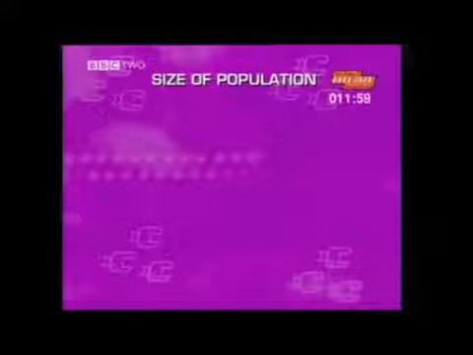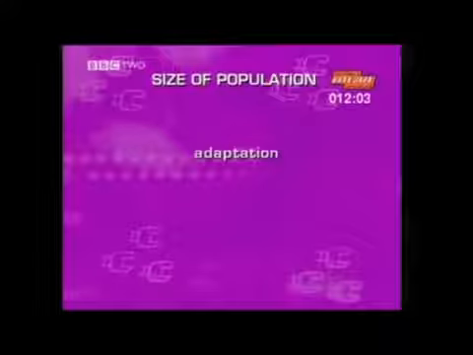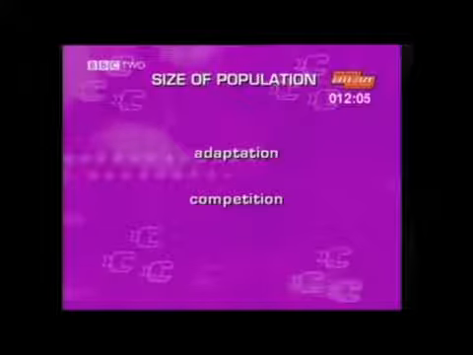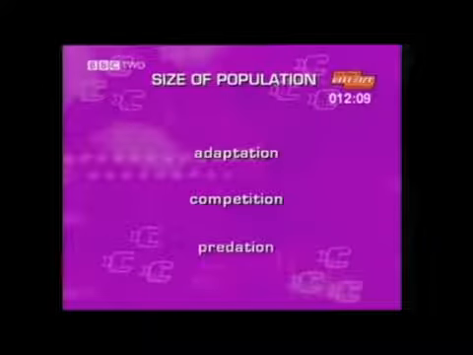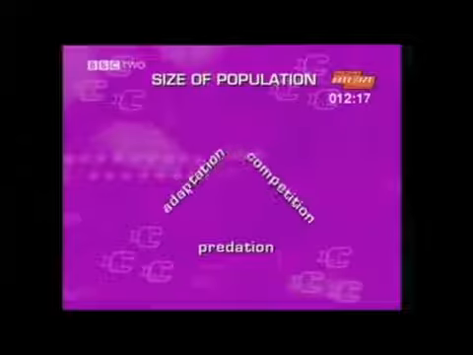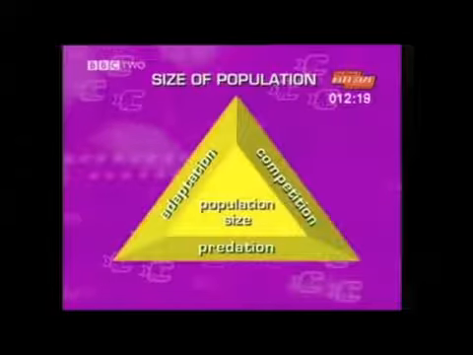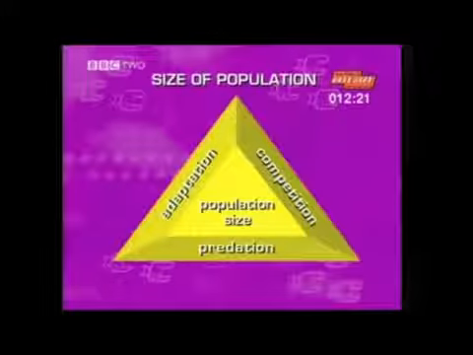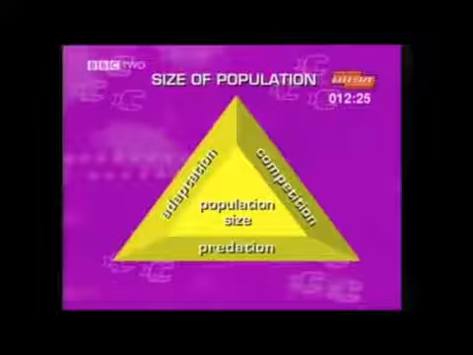The size of a population is controlled by three major factors: adaptation, competition from other species for food, water and shelter, and predation. That's being eaten as food by animals further up the food chain. A tip on remembering these things is to draw a triangle and put the population size in the middle. The three controlling factors are added to the sides: adaptation, competition and predation.